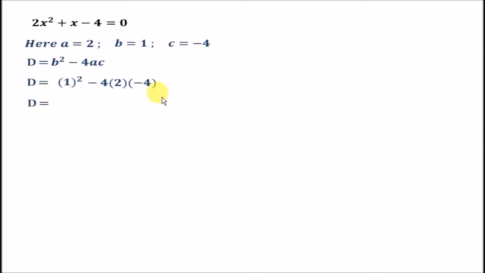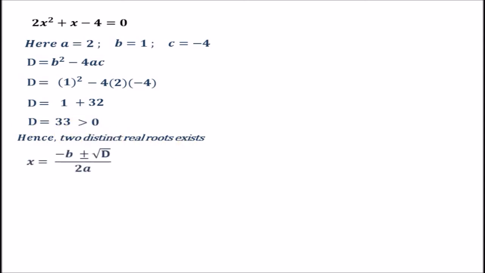D equals 1 1 is 1, minus into minus plus, so the overall sign will be plus. 4 2 is 8, 8 4 is 32, plus 32. So D equals 1 plus 32, that is D equals 33, greater than 0. So this suggests we will have 2 distinct real roots for the quadratic equation.